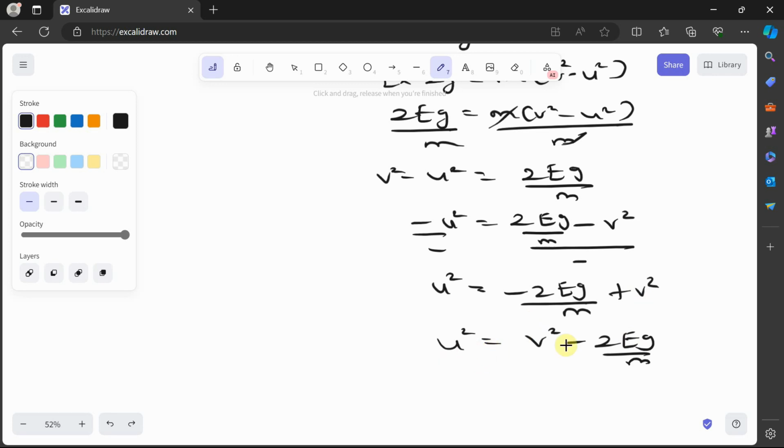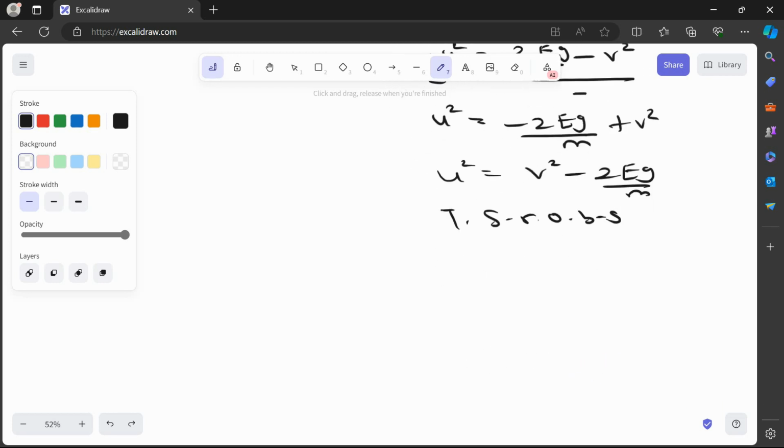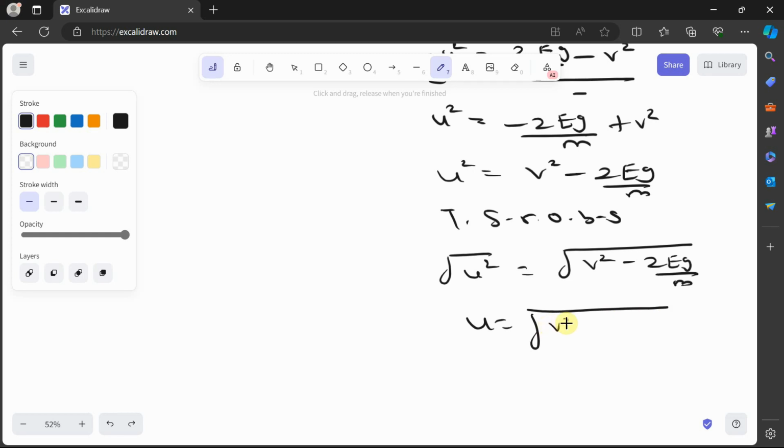Because I want to make u stand alone, what will I do? So I'll take the square root of both sides. By the time I take square root of both sides, it will remove the square here. So that means square root of u squared is equal to square root of v squared minus 2eg all over m. So by the time we cancel, this will be u is equal to square root of v squared minus 2eg all over m.